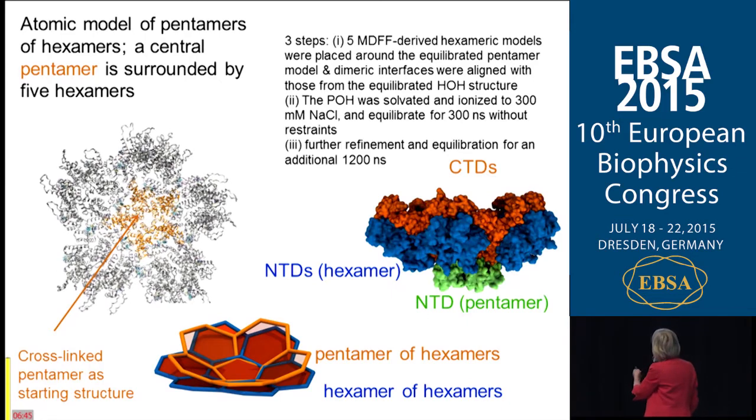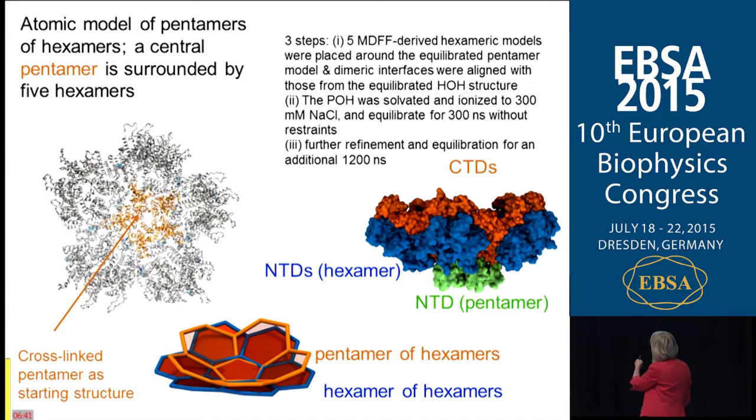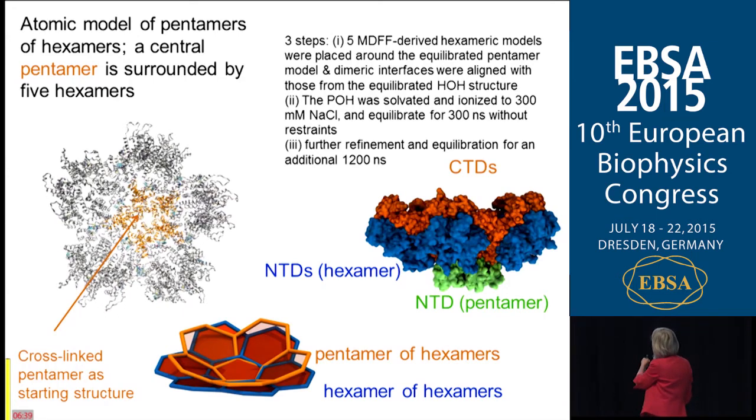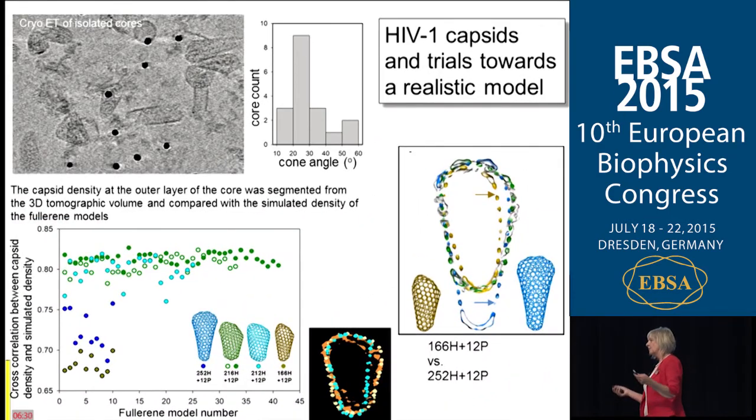And the color coding on the next slides will always be the same. The CTDs on the inside will be in orange. The hexameric NTDs on the outside will be in blue, and the NTDs will be in green. Now we needed the shape.